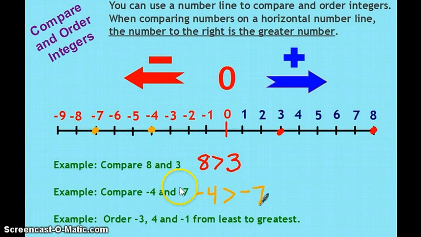I want you to notice that this lady is keeping the same order. So 8 and 3. 8 comes first, then 3. You're comparing 8 to 3. 8 is greater than 3. For the second example, we had negative 4 and negative 7. So negative 4 first, negative 7 second. Negative 4 is greater than negative 7.